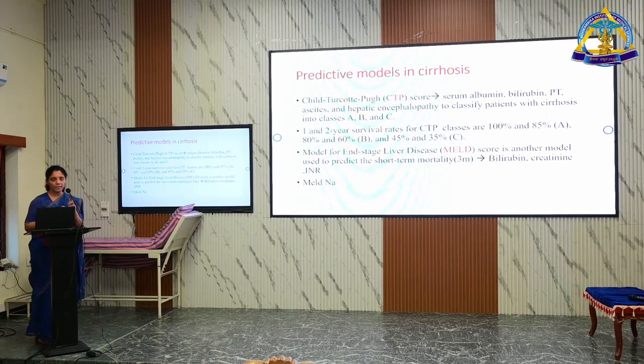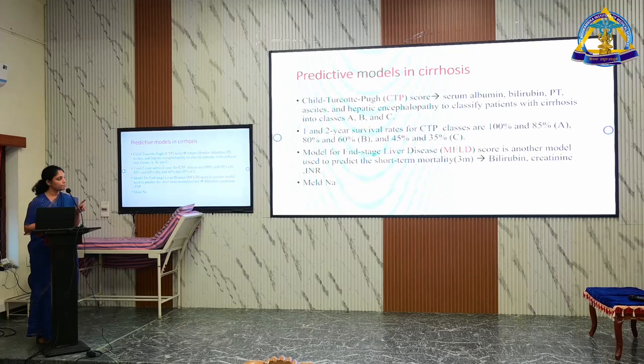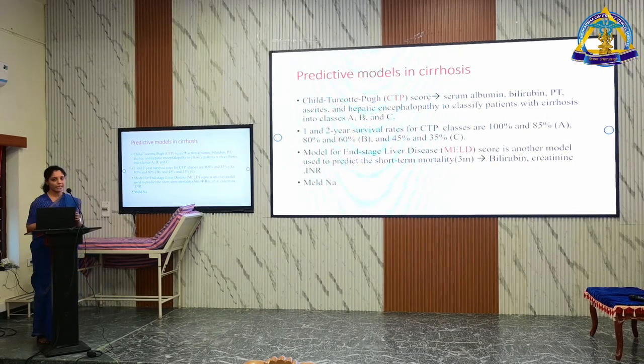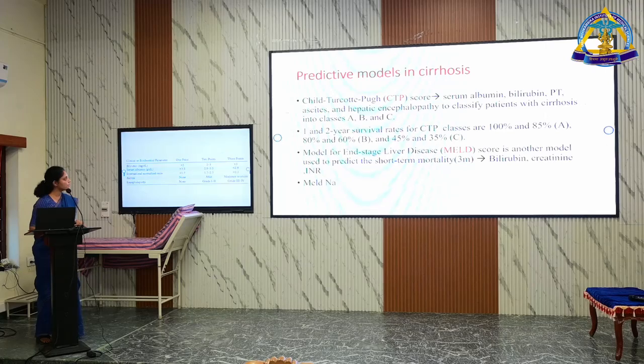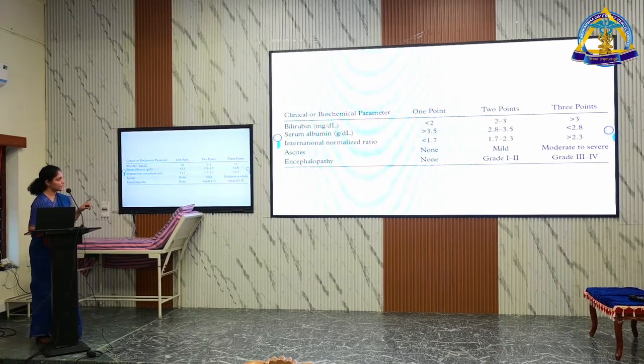That's a model which is used to predict short-term mortality, especially at 3 months, and that is based on bilirubin, creatinine and INR. It's mostly also used for the liver transplant evaluation. Based on the MELD-sodium score, you decide whether to get the patient into the transplant list. So this is how we calculate the CTP score, based on bilirubin, albumin, INR, ascites, and encephalopathy, and the degree.